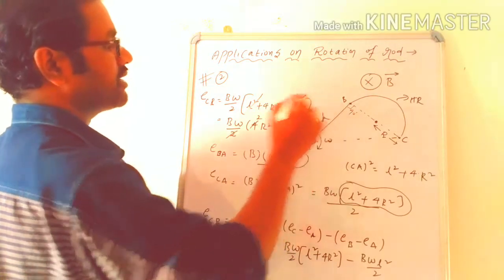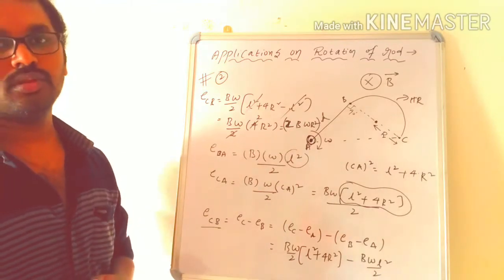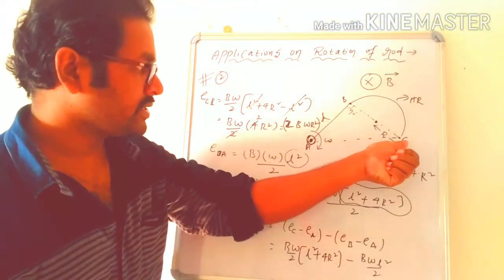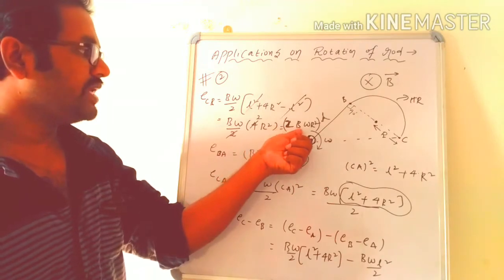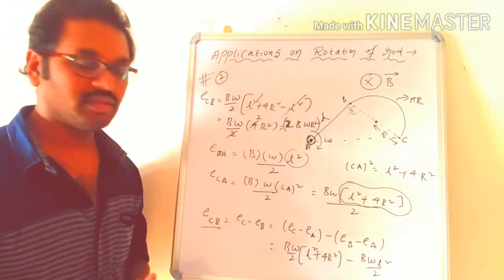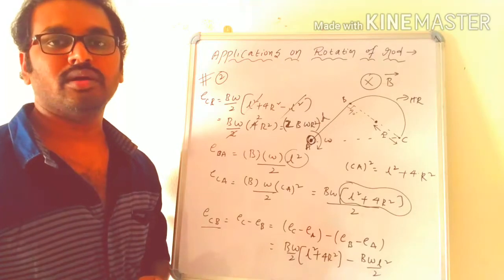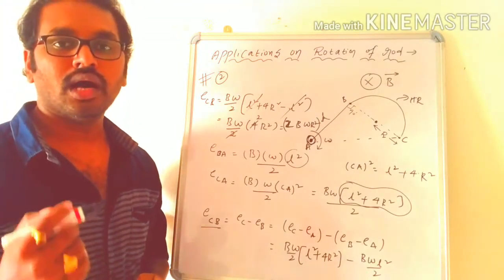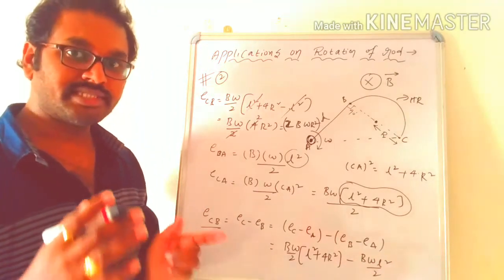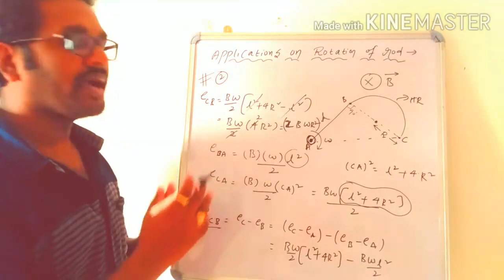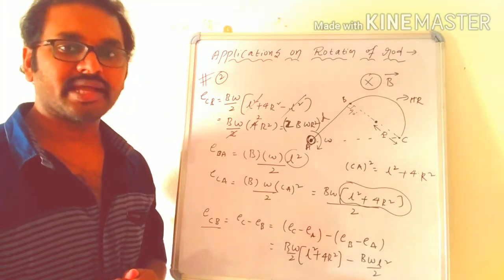And here is the result for this question. How much? B omega R square into 2. So EMF across the end points of this semicircular conductor, E_CB, is equal to 2B omega R square. Right? For dealing with this kind of question, the rotation of the conductor or a given system inside the uniform magnetic field, our general result is across the axis of rotation to the given point. We are taking the result. With the help of this result, we are finding the potential difference across any two given points inside the given conductor.